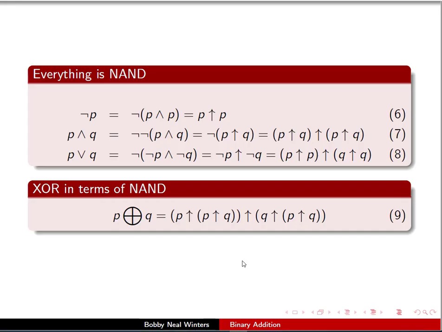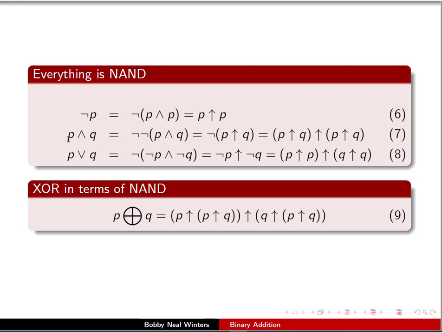Okay, on this slide we're going to do a quick run through on how all of the logical operations we need can be written in terms of NAND. First, the negation of P is equal to P NAND P. That's a way to write it. So the negation of P is just a NAND gate. So not P is P NAND P.